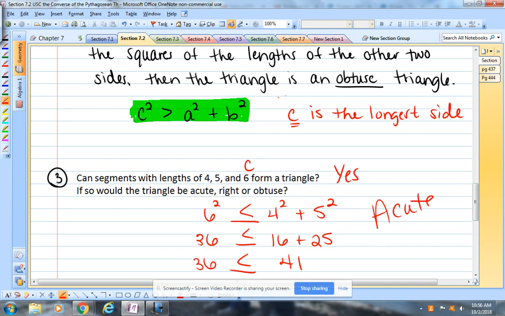Acute. Is everybody okay putting the C on the left-hand side? I know that takes some getting used to after we've done a squared plus b squared equals c squared for so long. So if the longest side squared is less than the sum of the squares of the other two sides, then it's acute. If it's greater, obtuse; if it's equal to, it's right. But first we have to test and make sure it even makes a triangle. So any questions about that one?